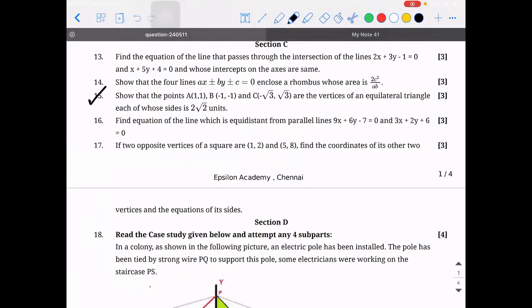Okay. Find the equation of a line which is equidistant from the parallel lines. So which is equidistant from the parallel lines means... Okay, let me explain this.